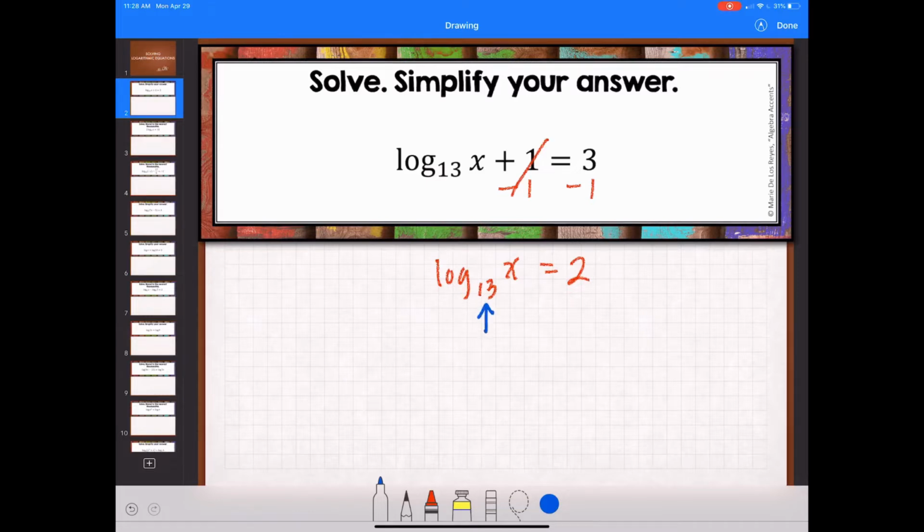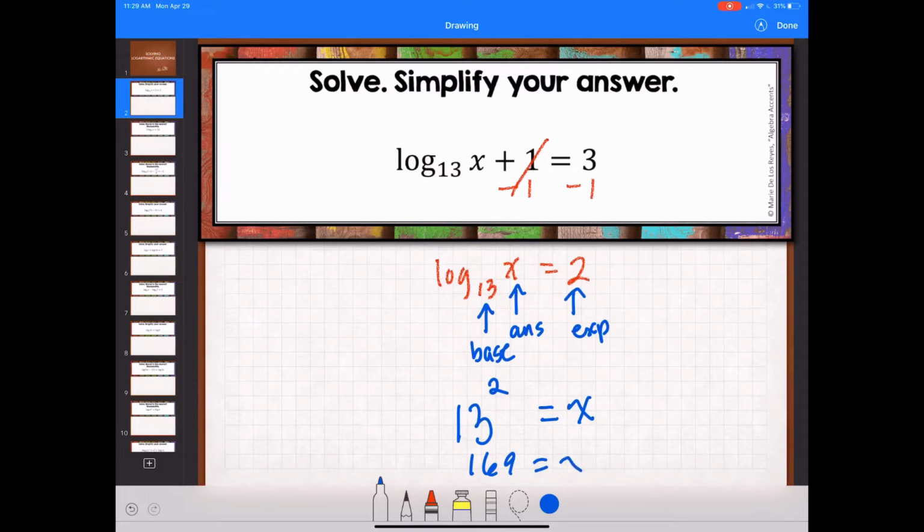Now that we have it set up where it's just a logarithm on this side, we are going to rewrite it in exponential form. So we're going to look at these three parts. This is the base, this is the answer, and this is the exponent. In order to rewrite it, we have the base of 13, our exponent is 2, and that equals our answer, which is x. So that's the exponential form. And then we can just solve for x, so 13 squared is going to equal 169. Therefore, x equals 169. So the key here is you are going to take a logarithmic form, isolate it, then write it as exponential form.